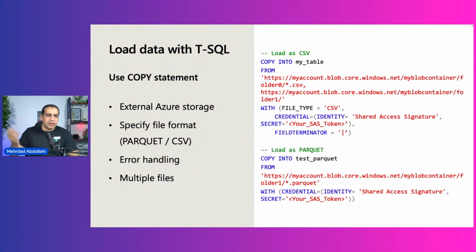Or even you can use loading data using T-SQL by the copy statement, where you can just say copy into a table name from a file somewhere. That file can be a CSV, it can be a Parquet file, or whatever that is covered. You need to just specify the file format here, and from external Azure storage. It does the error handling, if there is any error.